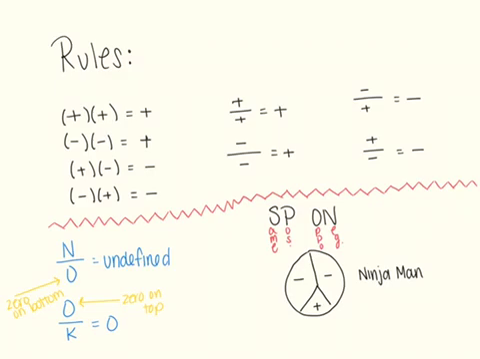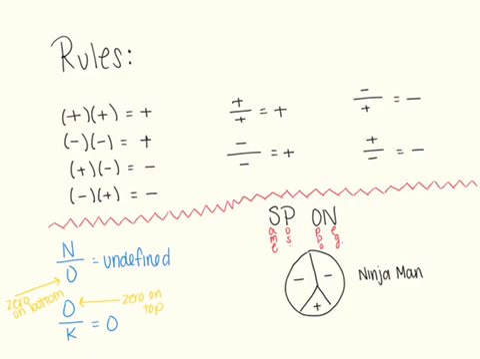Also, there's this thing called the Ninja Man, and whichever two signs that you have, you cover those two up. So if you had a negative and a positive, you would cover up the negative and positive, and it would be negative. If you have a negative and a negative, it would be positive. If you have positive and a negative, it would be negative. So those are just two other memory tools.